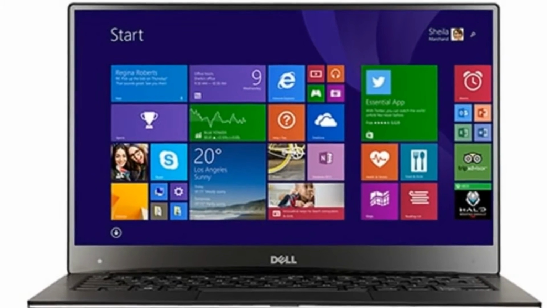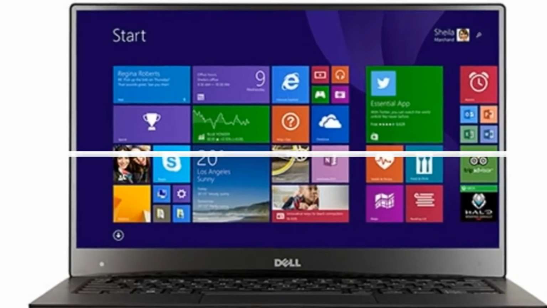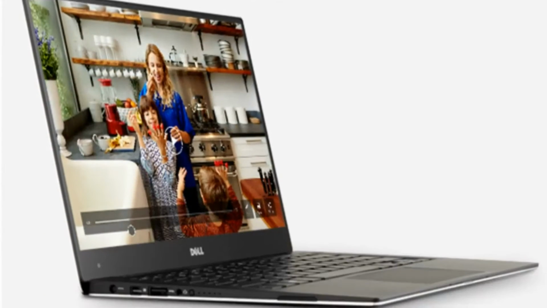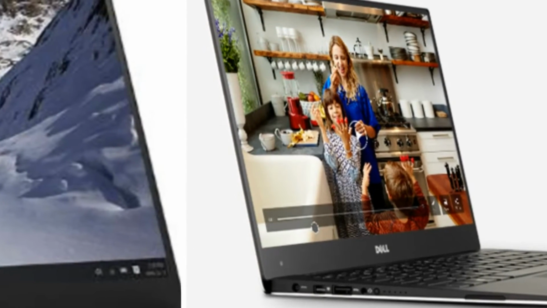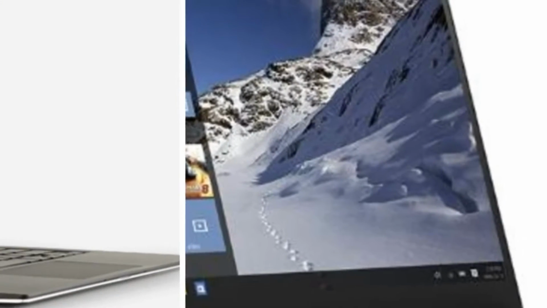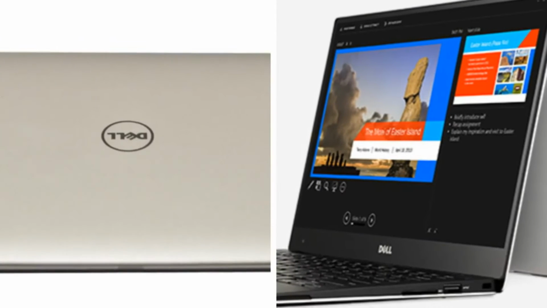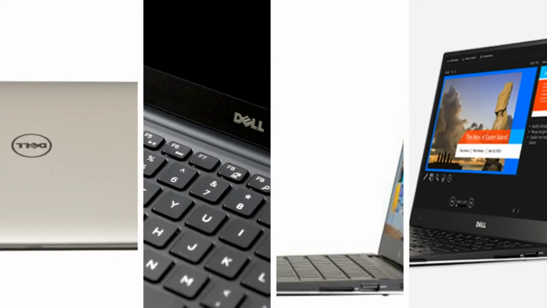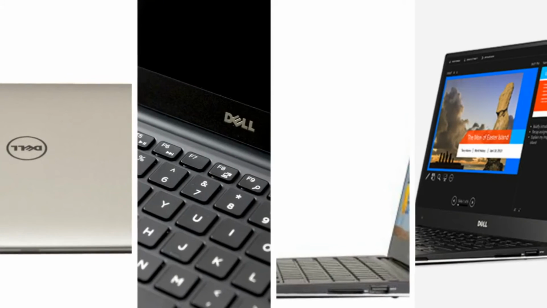Design and exterior. Well, the previous XPS 13 was more compact than the pack. Many called it a 13-inch ultrabook in a 12.5-inch laptop body. This 2015 version is even smaller. It's actually a 13.3-inch device in an 11.6-inch body, and that's actually one of its strong selling points.